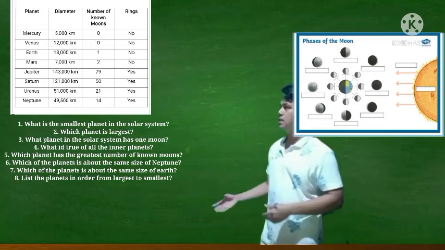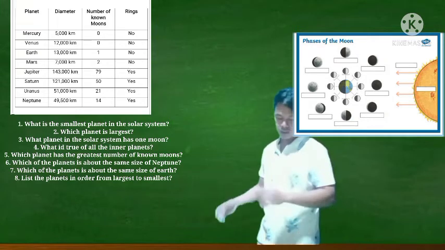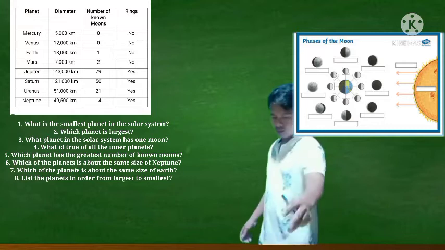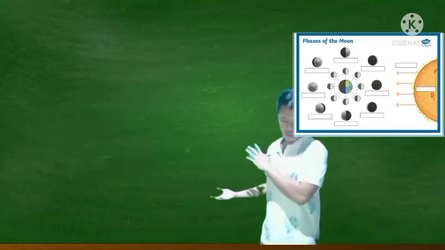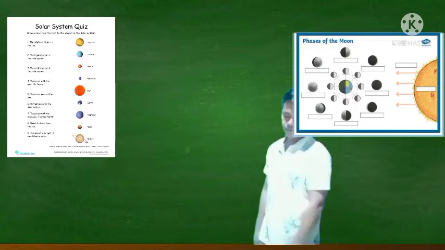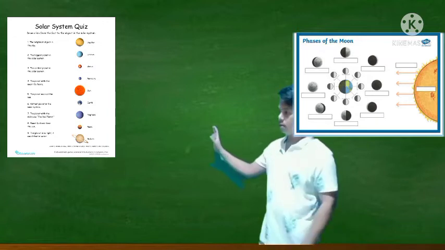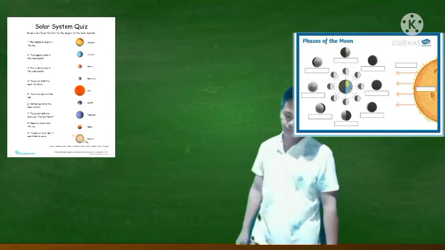based on our discussion or based on this table, I want you to answer your set work number 1. So this is a solar system quiz. You are going to match column A with column B. So write your answer in your notebook also.